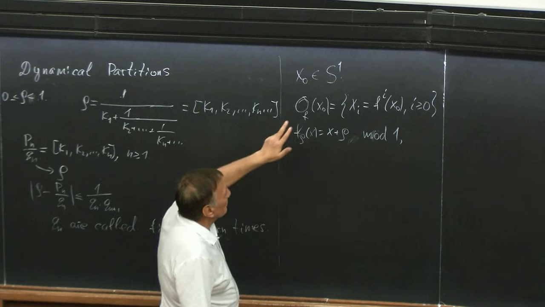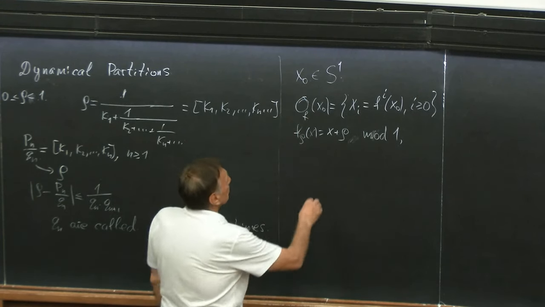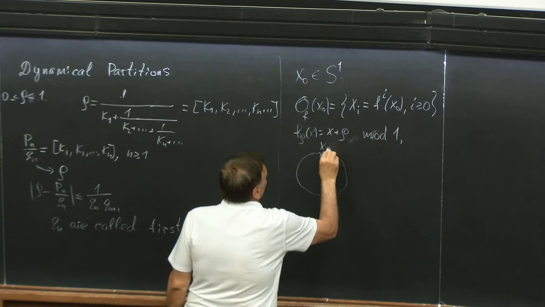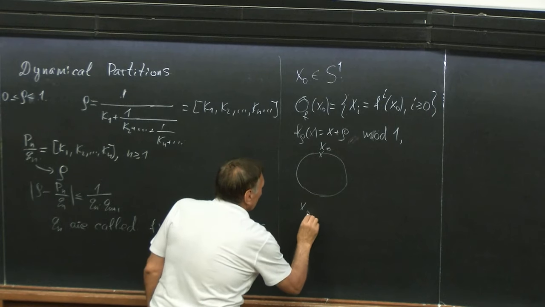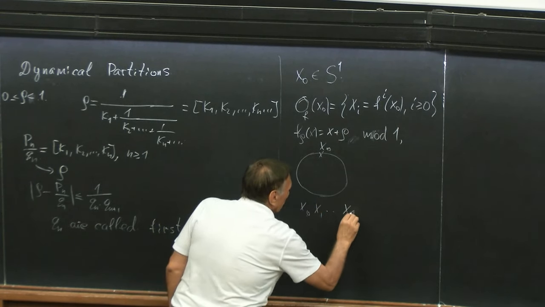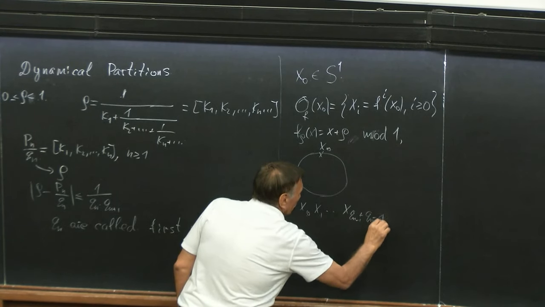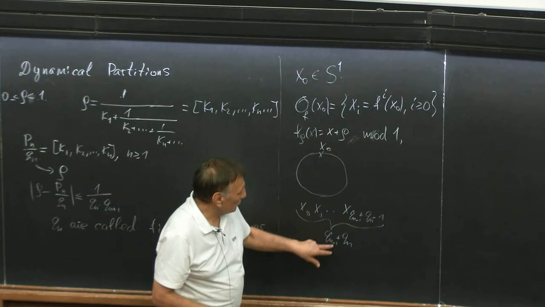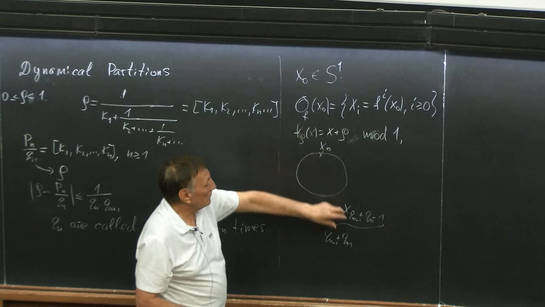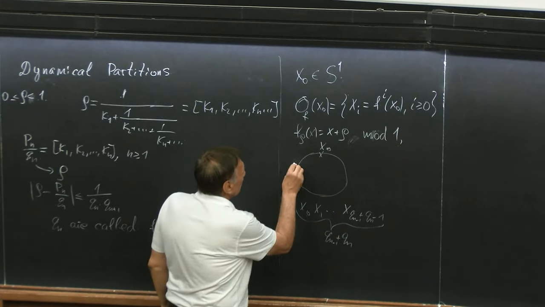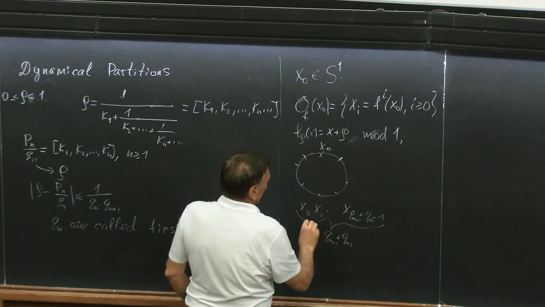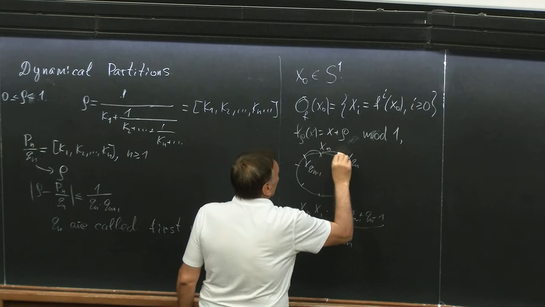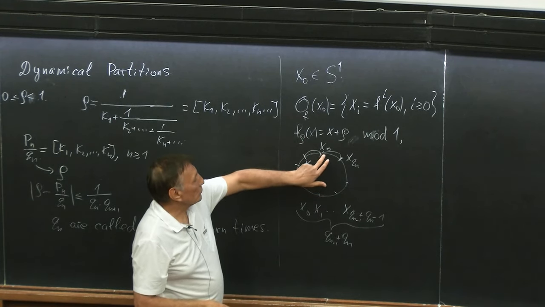Now we take this orbit, x_0 is fixed, and using this orbit we can define the sequence of dynamical partitions. We take the part of the orbit x_0, x_1, and so on up to x_{q_{n-1}+q_n-1}. Here are exactly q_{n-1} plus q_n first points of this orbit. The points x_{q_{n-1}} and x_{q_n} are the closest points of the segment to x_0.